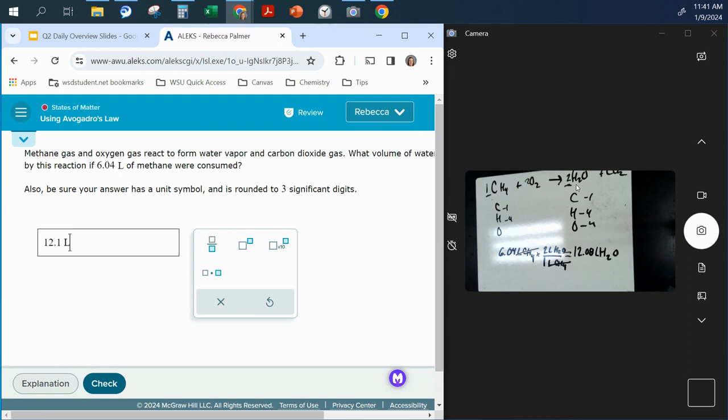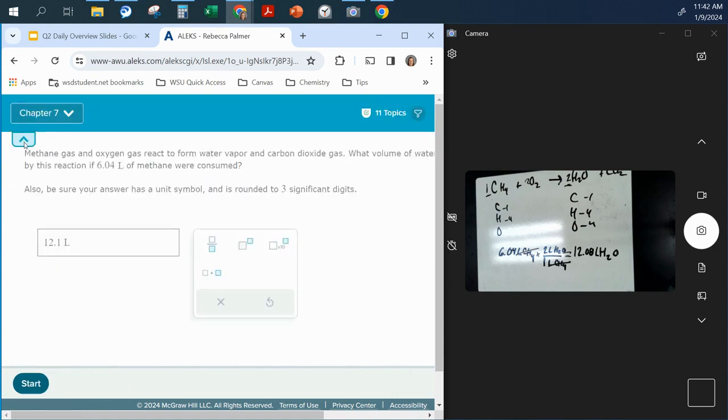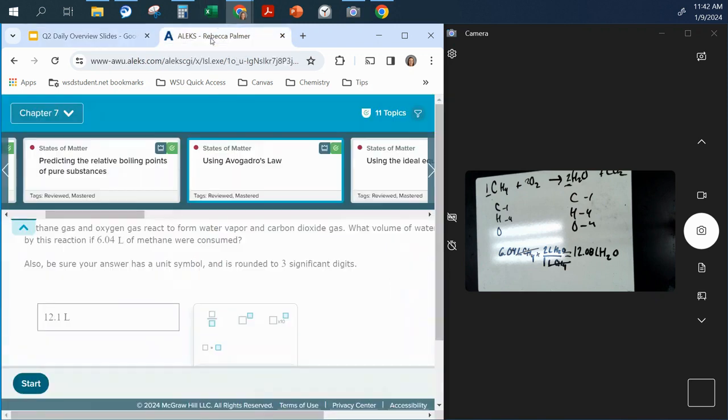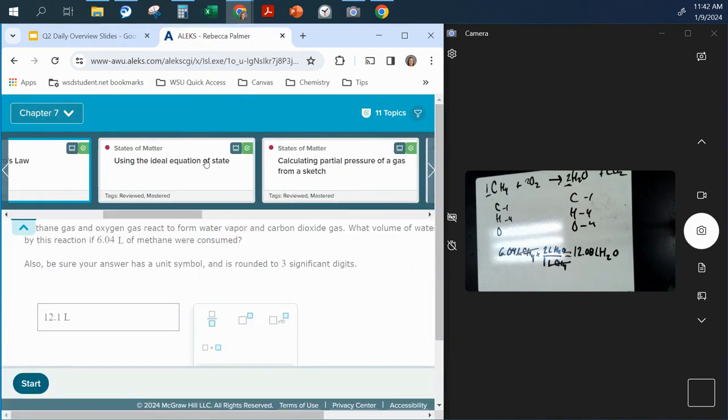So that's from balancing. Then I knew that I needed to relate water and methane. This is just like a moles to moles problem from chapter 5, but it's liters to liters. Because it's a gas, I can use this relationship. If I start with this much gas, then my equation will tell me the ratio of gas that I should produce. That's Avogadro's law. Next one is using the ideal equation of state, which everyone else calls the ideal gas law.